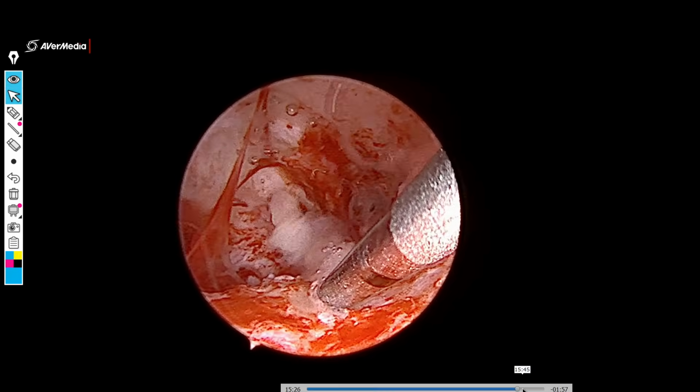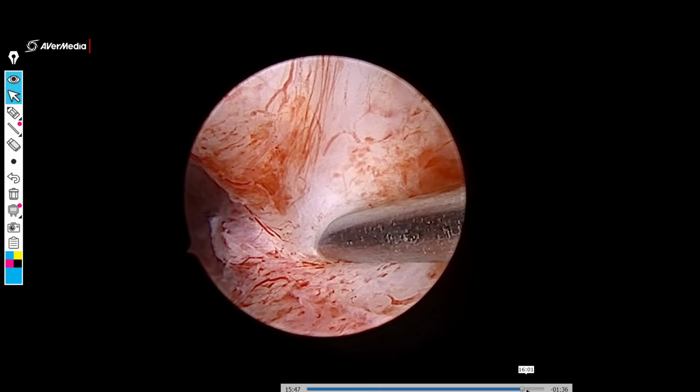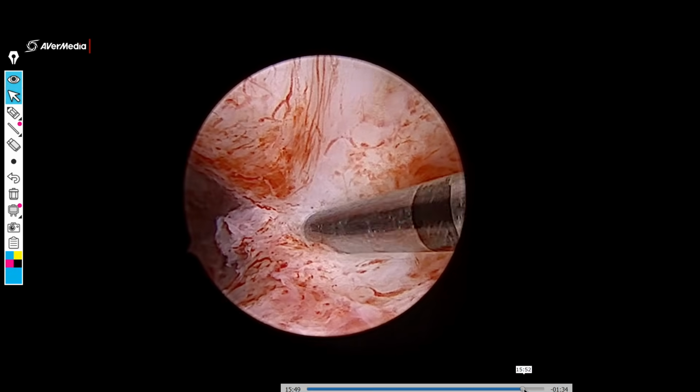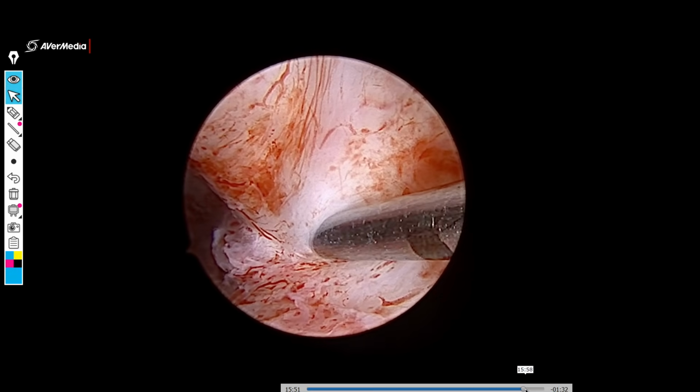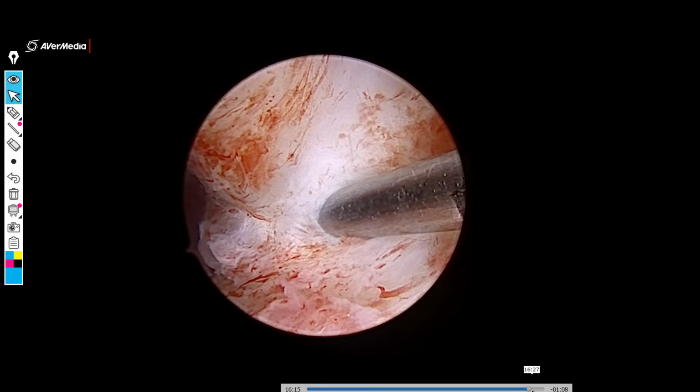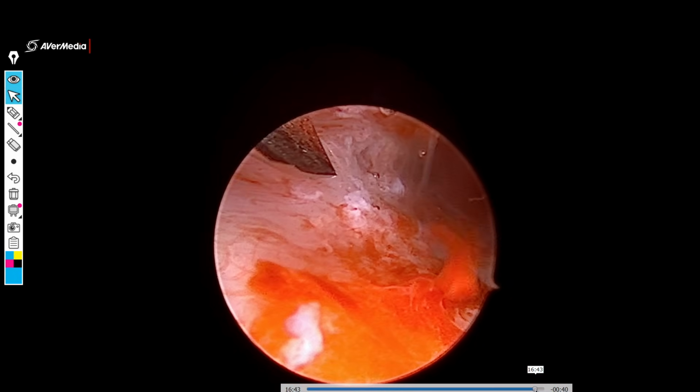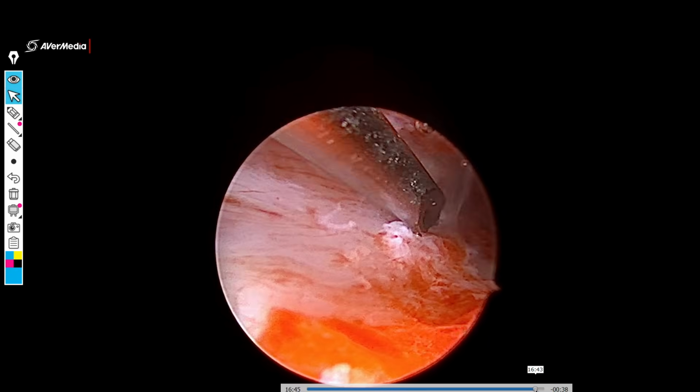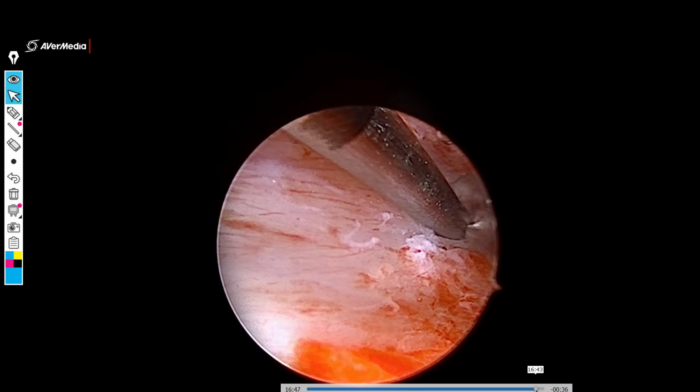So that is the second quadrant of PRP which has been injected. Then we inject into one more wall. This is the left lateral wall of the uterus, and about 4 or 5 cc is injected per wall. And this is the last wall into which the PRP is being injected.